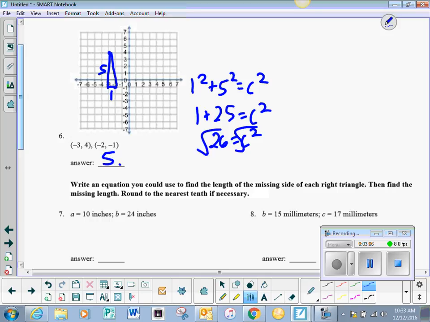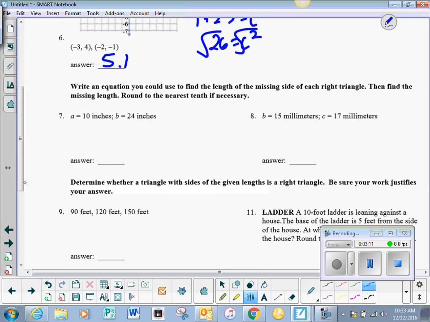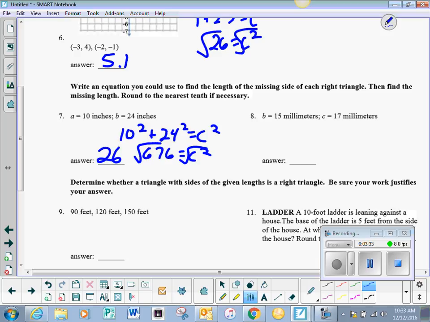Okay, number 7. I am finding the hypotenuse. 10 squared plus 24 squared equals C squared. 10 squared plus 24 squared is 676. So I take the square root of both sides, and the square root of 676 is 26. That was a Pythagorean triple.